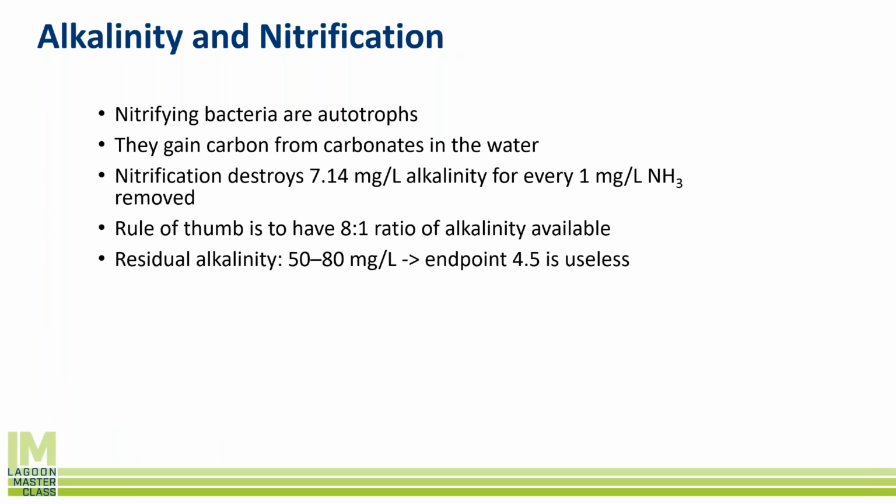That's for every 1 milligram of ammonia removed. So the rule of thumb, just to be safe, let's call it 8 milligrams per liter of alkalinity for every 1 milligram per liter of ammonia. If we use an 8-to-1 ratio, we've got a little bit of a buffer, and we probably won't go wrong. Residual alkalinity is sort of a personal preference. Really, you need between 50 and 80 milligrams per liter as your endpoint.